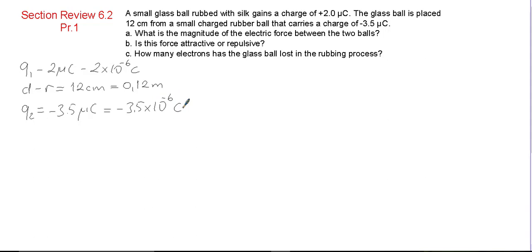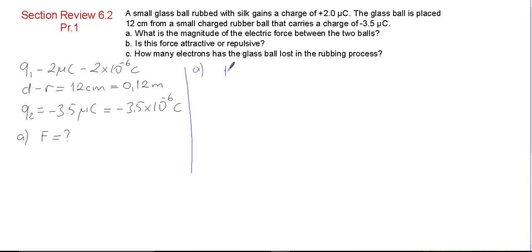And A says, what is the magnitude of the electric force F wanted. And B, is the force attractive or repulsive. And C, how many electrons has the glass ball lost, it says. Let's start with A. Let's separate the given. And A is equal to F wanted.